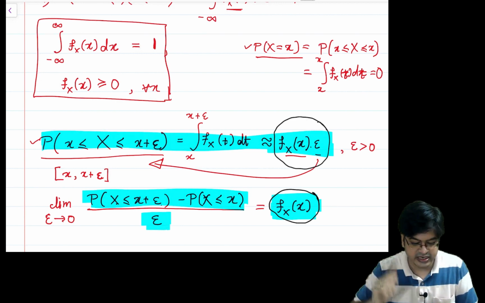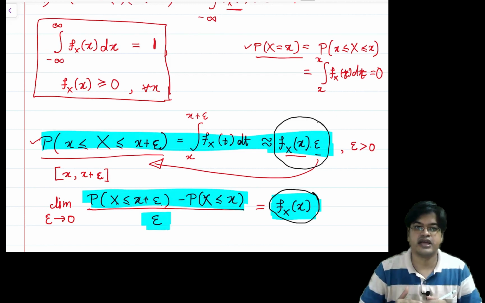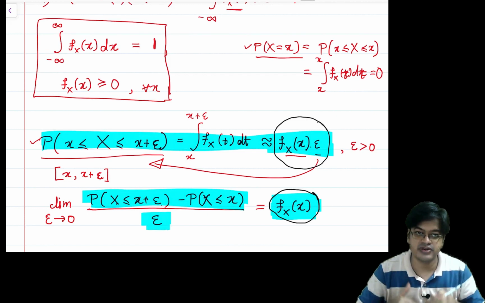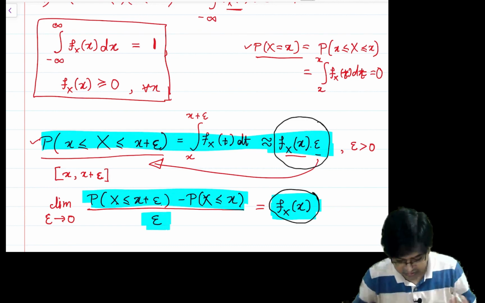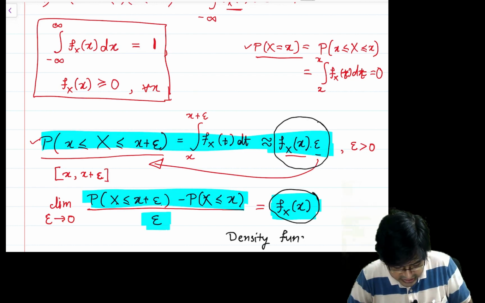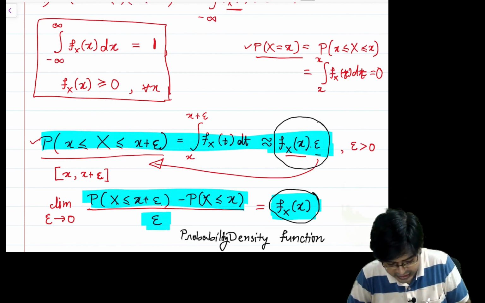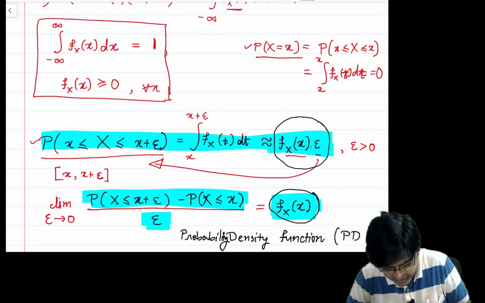So if you recollect your notion of density, it is mass per area, mass per unit length, mass per unit area, all those things make sense now, and therefore the name of this f_X(x) is density function, and because it is associated with probability, we will call it probability density function and abbreviate this as PDF.